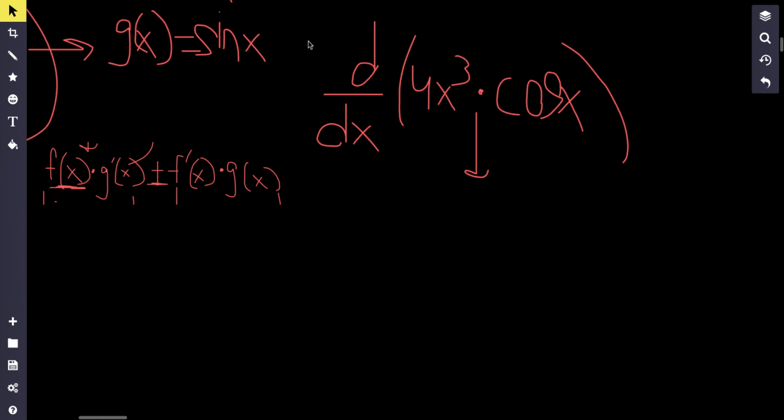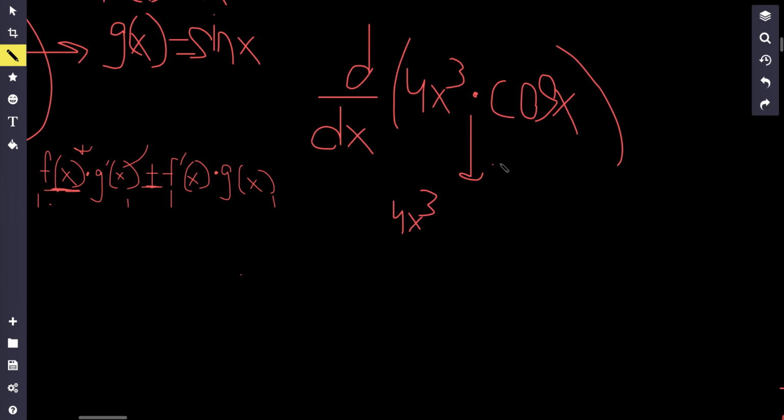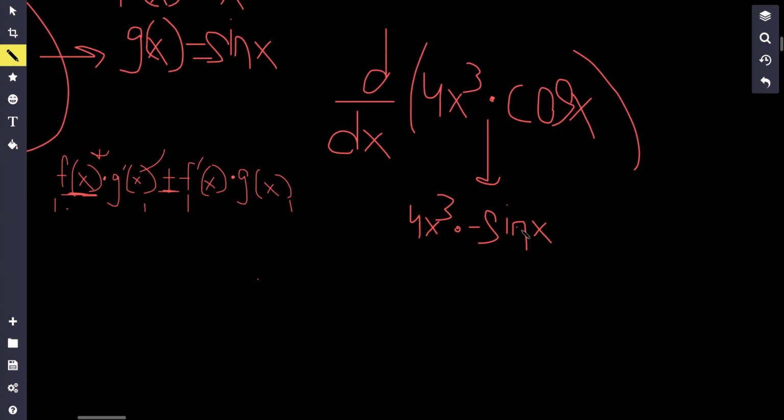For example, if we want to find the derivative of 4x to the 3rd power times cosine of x, well, what we do is we keep the first part, right? So we keep the first part normal. We differentiate the second part. So the derivative of cosine of x is negative sine of x. And then you add it to the derivative of the first part.